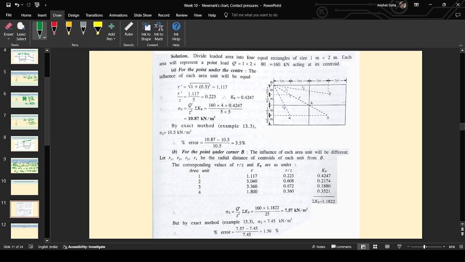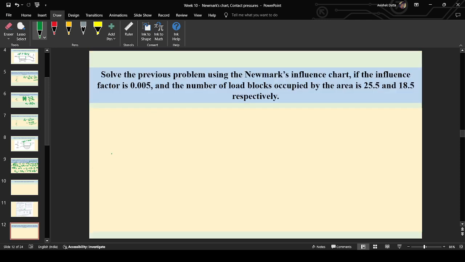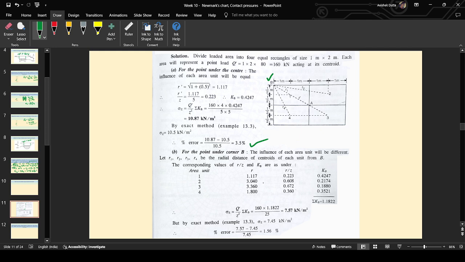Now in the second part, here also the error percentage has been calculated. You can solve it. In the second part, for the point under the corner B, this is the corner B. The radial distance from each individual rectangle to this corner B has been calculated. So for area unit 1, 2, 3 and 4, for area unit 1, the value of R is the same as the previous part, 1.117. Now for R2, here 1 plus 1 plus 1, this is the base, and this is the perpendicular. You can find out the hypotenuse. In a similar way, using geometry and trigonometry, you can find out the radial distance from the third rectangle center to this point B, and in the same way the radial distance from the center of the fourth rectangle to this point B.